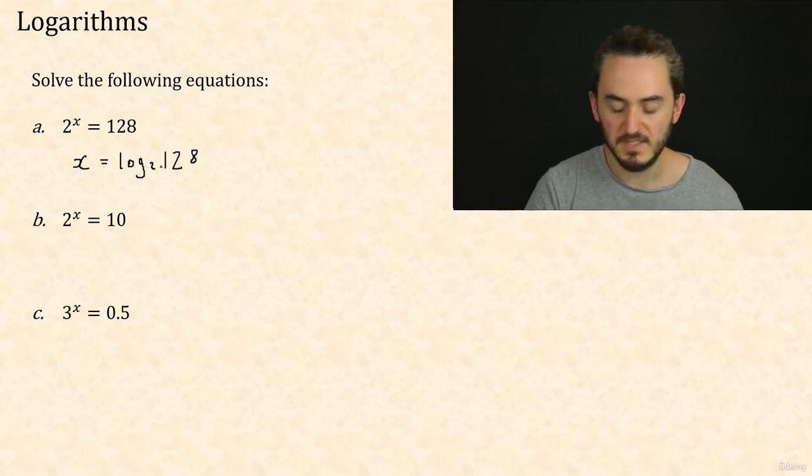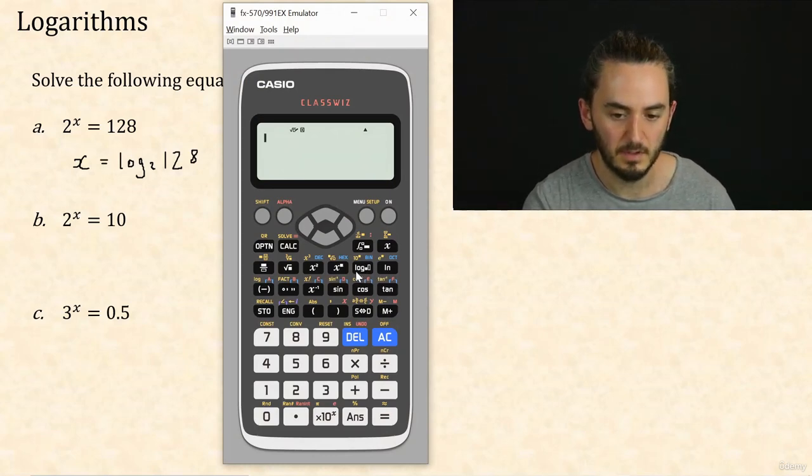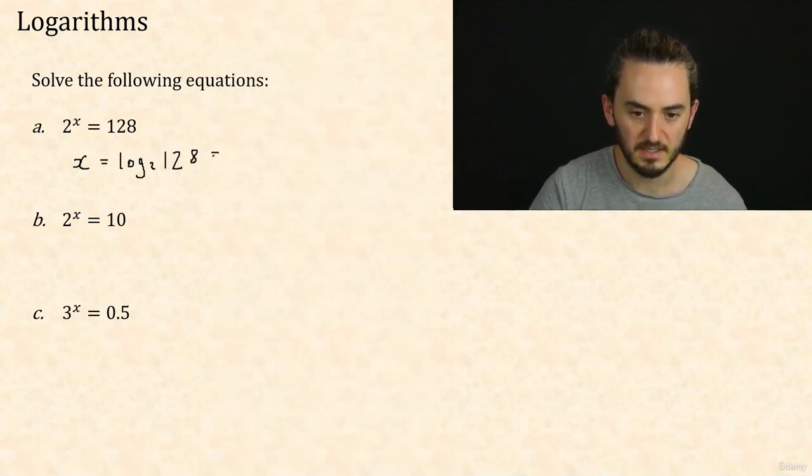And you can work this out using the calculator. Let me show you how. On this calculator, the log button is here, and you've got a space to put in a base, and log base 2 of 128 is 7. So just as I said, the answer here is 7.